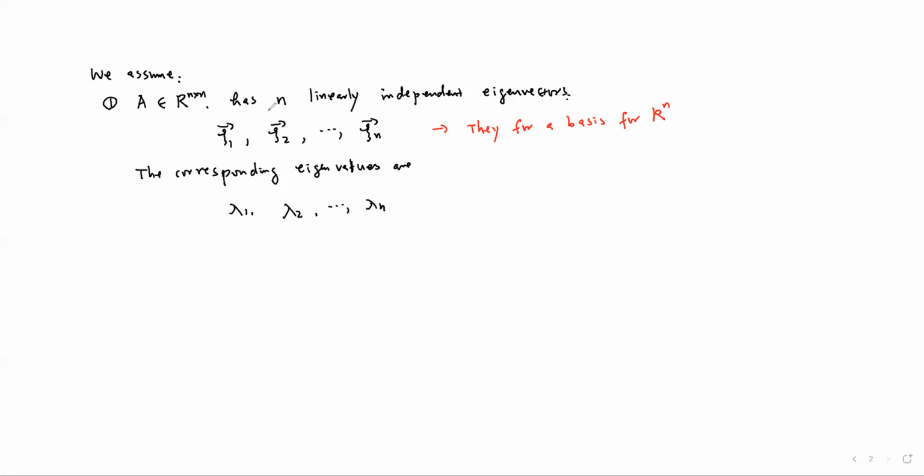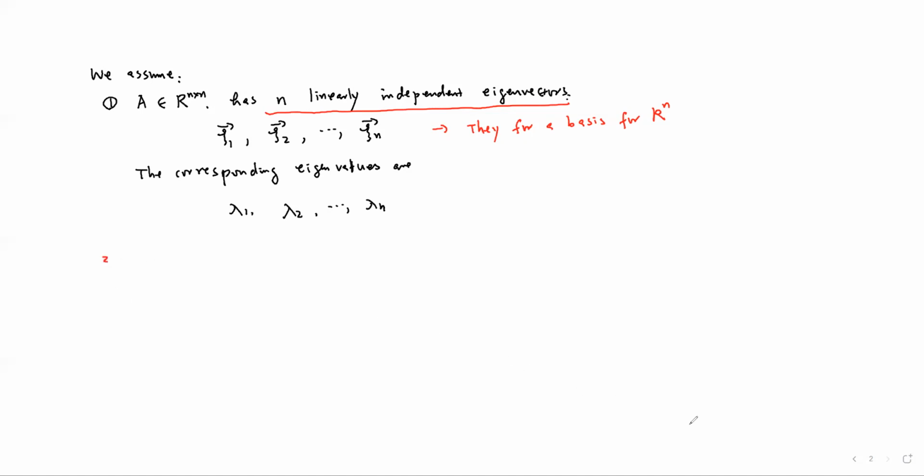This is an assumption. Why do we call this an assumption? Because in general, a matrix A may not have n eigenvectors. The number of eigenvectors can be less than n. So in general, a matrix A may not have n linearly independent eigenvectors. Now I assume this matrix A has n linearly independent eigenvectors.